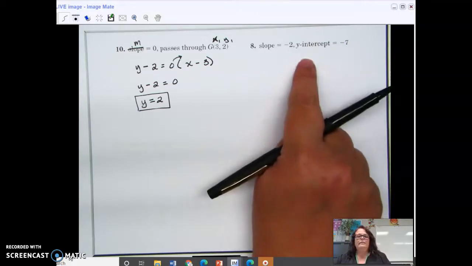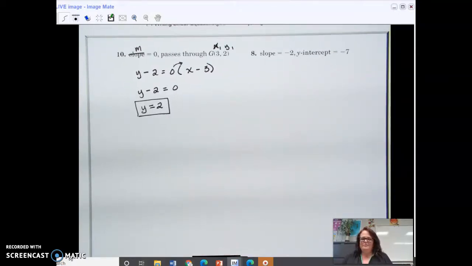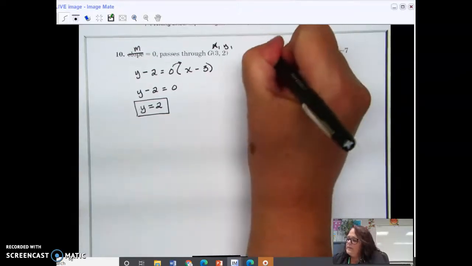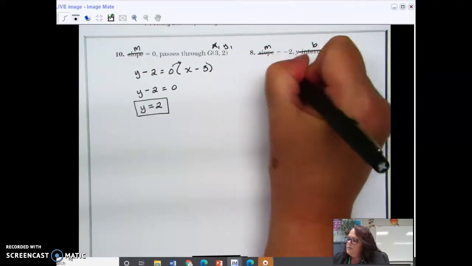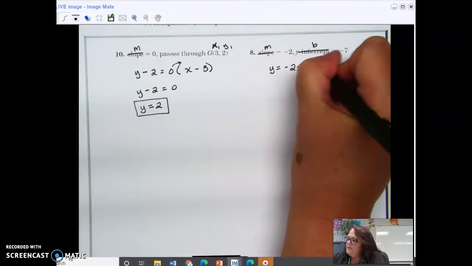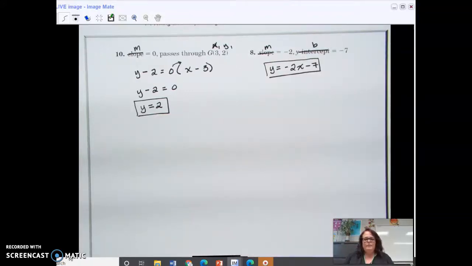All right, so take a look at number 8, pause the video, and hopefully we can answer that. That's probably one of our favorites. So slope is m, y-intercept is b, so we have y is equal to -2x minus 7, just plugging that into slope-intercept form. Hopefully we're doing good with that one.